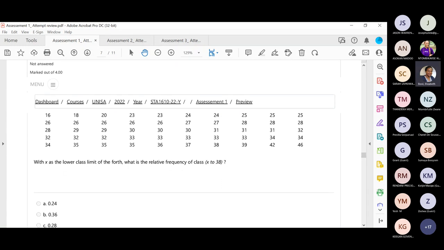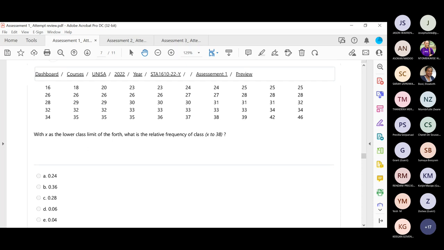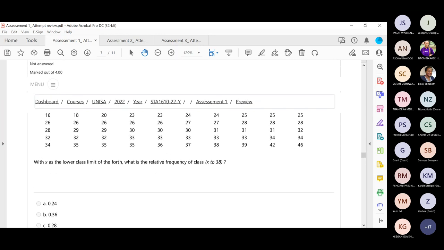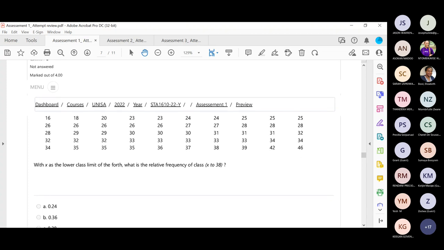What was the statement on question 6? The data below shows the daily electricity consumption in kilowatt hours for 50 randomly selected households. Use 15 as the lower class limit of the first class to construct a histogram for daily electricity consumption with 6 classes. So you need to use 15 as your lower class boundary. Is that what they said? Yes. Okay.